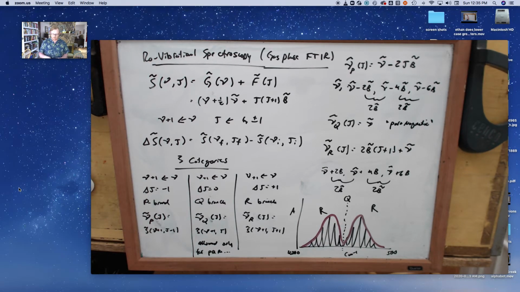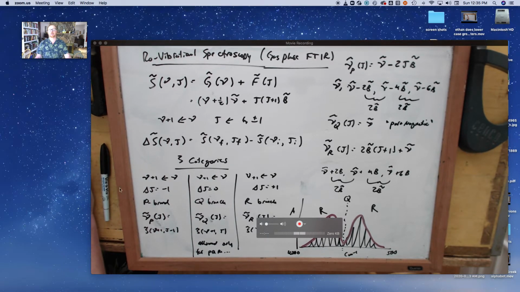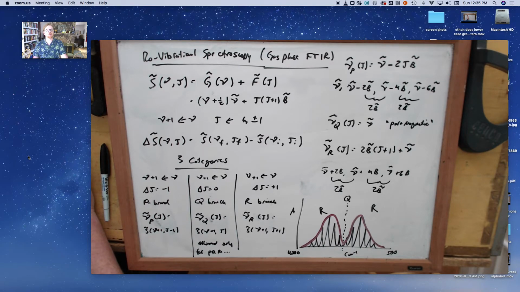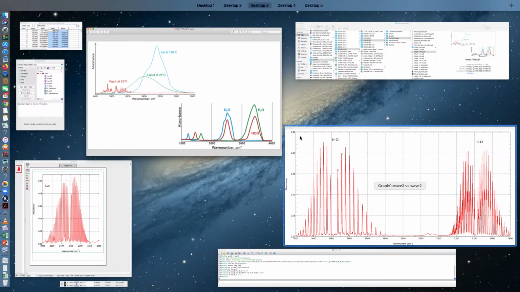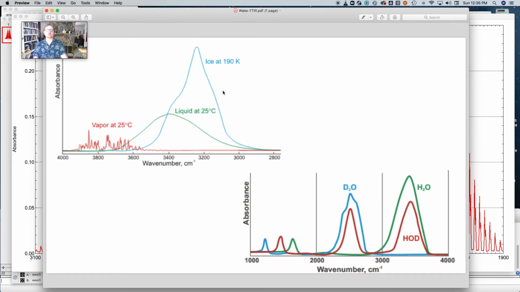Okay, so now I'm going to switch and show you some real gas phase FTIR spectra of three molecules: HCl, DCl, and carbon monoxide. And these are spectra that were acquired. Oh my gosh, sorry, I'm all over the place. So first, let me finish talking about this graph right here.